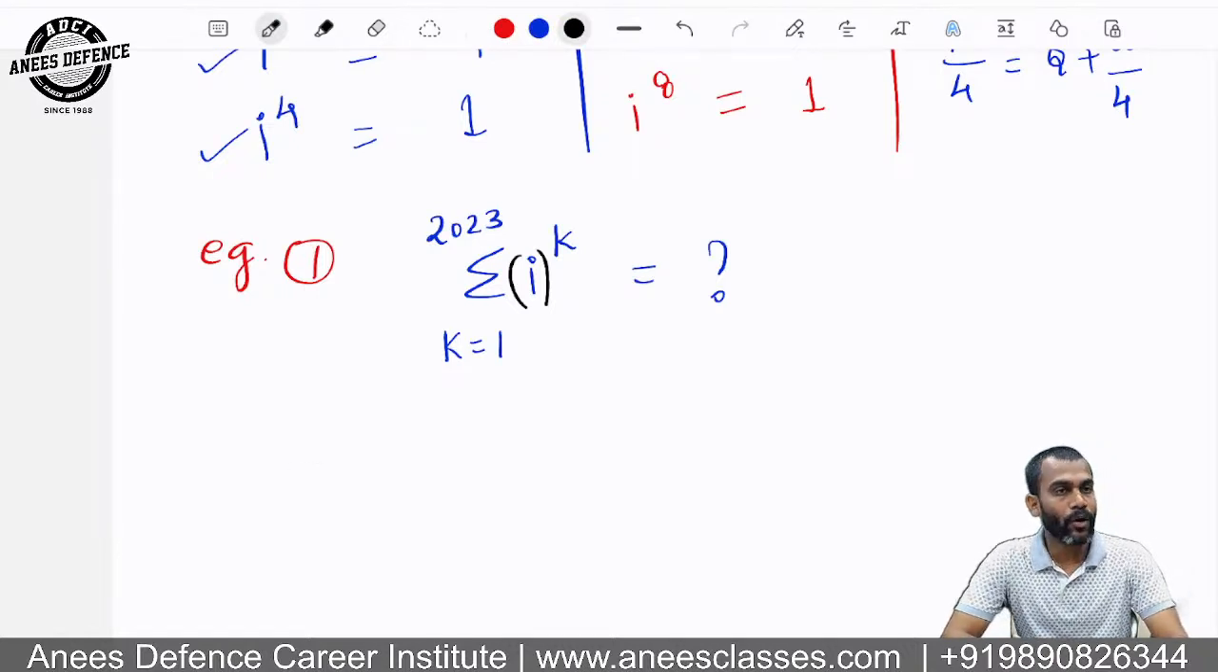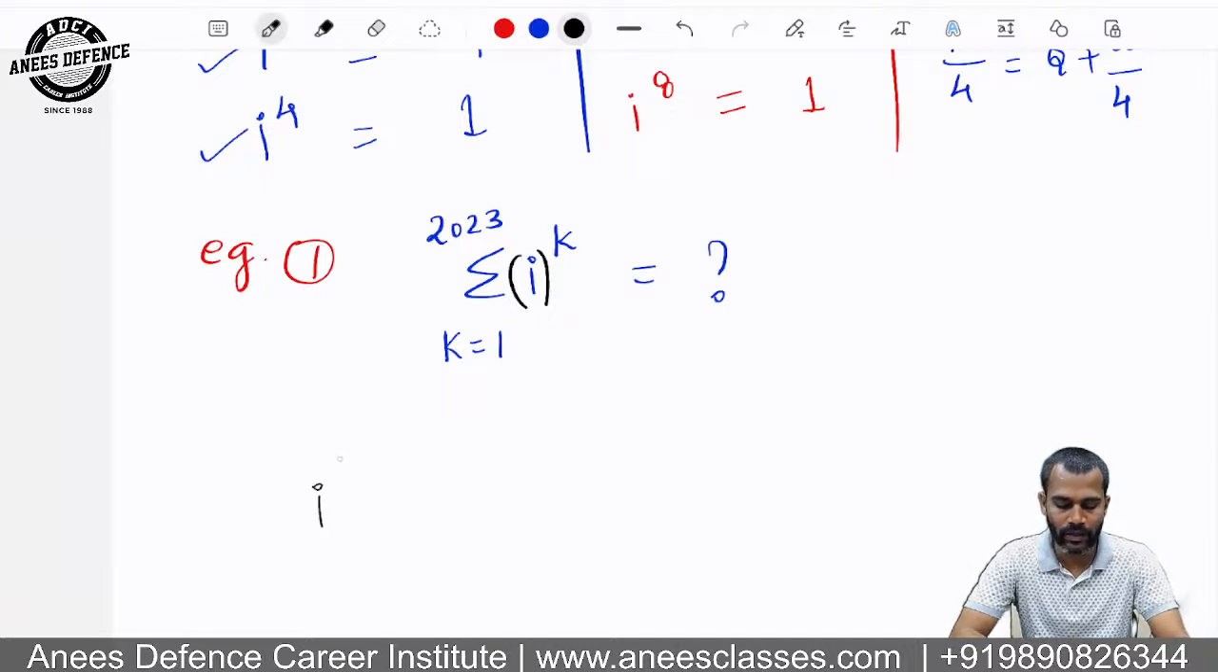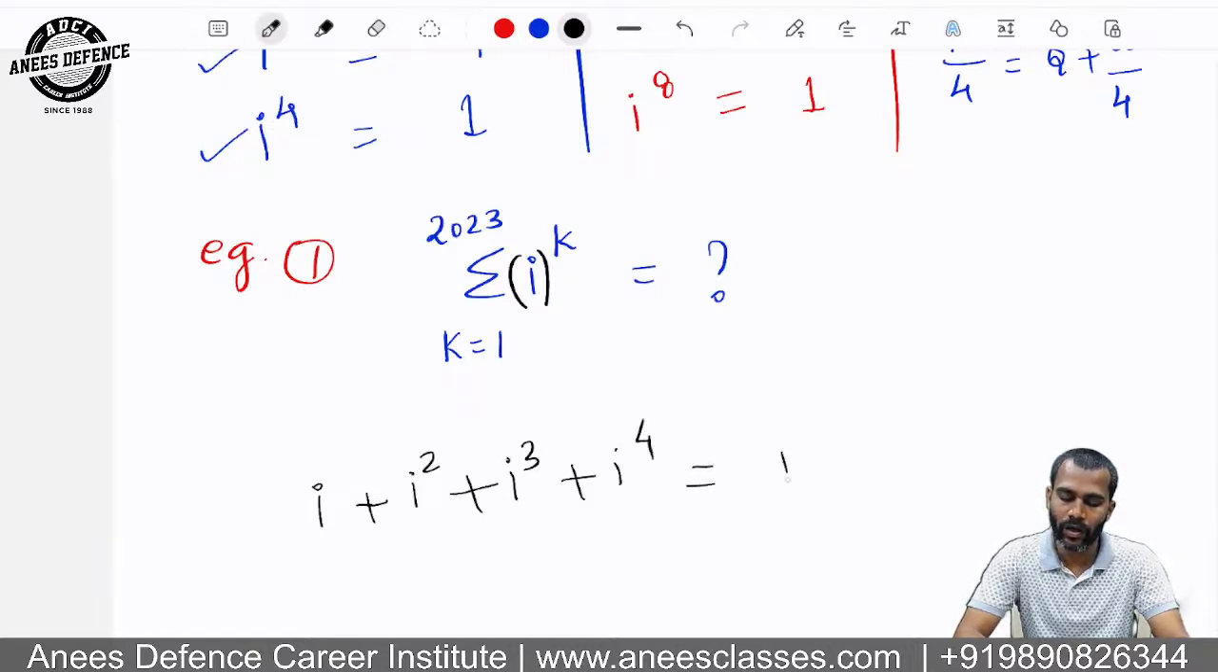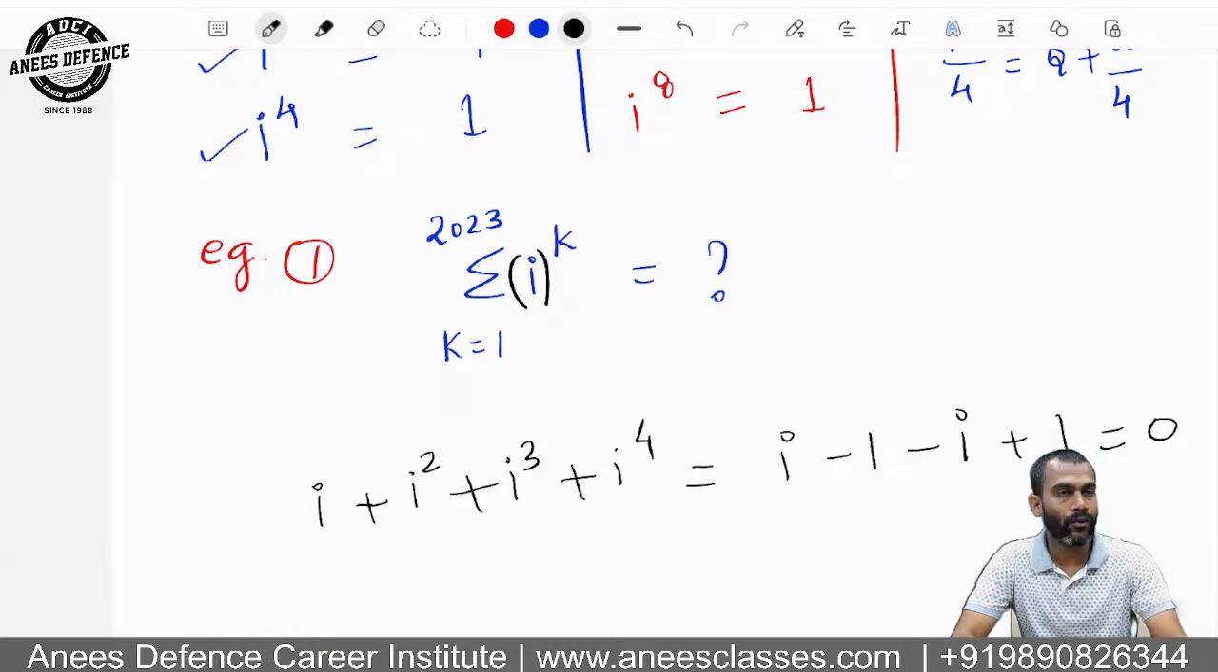See, the sum of 4 consecutive powers of iota will be 0. Why? See, iota to the power 1 is iota, iota square plus iota cube plus iota 4. What will we get? Iota minus 1 minus iota plus 1. 1 minus 1 is 0, iota minus iota is 0. See, understood? Yes, sir. So I can say the sum of 4 consecutive powers of iota is 0. Can we say that?